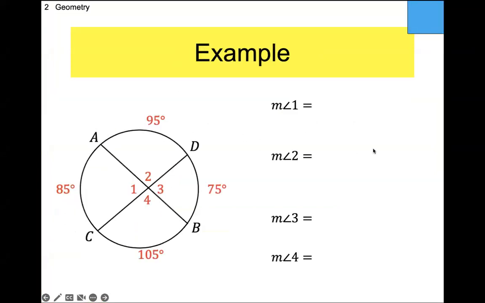All right, so that's theorem 9.9. So what is it going to look like? It's going to look something like this tonight for homework. They're going to give you a circle. You're going to see the shape where you've got an X in the center of a circle, and you're going to have a series of angles.